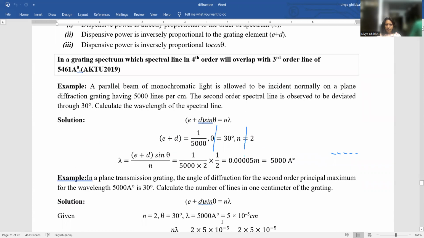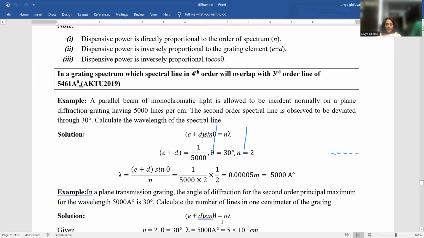A very simple numerical we will discuss. In a grating spectrum, which spectral line in fourth order will overlap with the third order line of 5461 angstrom? See, whenever any numerical on grating comes, the formula to be used is (e+d) sin theta equals n lambda. What have we been given in the question?